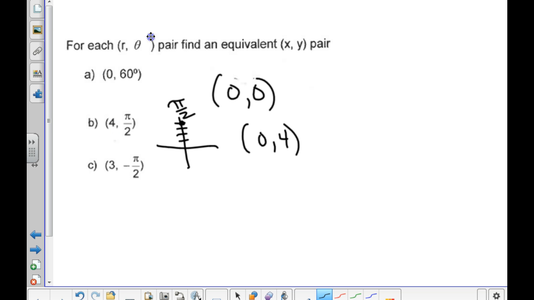These are polar names. I need an XY name. That's okay. 4 pi over 2 and 490 degrees are equivalent in polars, but we want an XY. All right. Negative pi over 2 is down here and out 3. So what would that be?